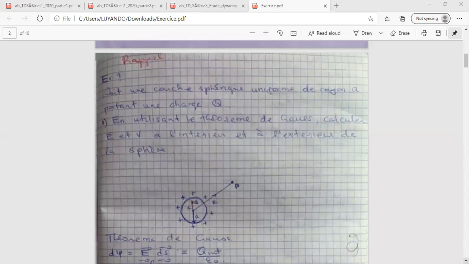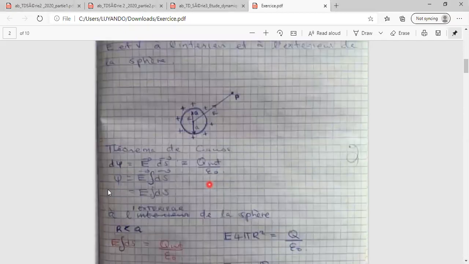So what we did is that we used Gauss's theorem, which is flux equals the integral of E dS, which equals Q interior over epsilon 0. So for us to have the flux, we integrate this, meaning we also integrate this term here. So we said we'll start with the exterior. Exterior means we're trying to find the electric field here and the potential here.